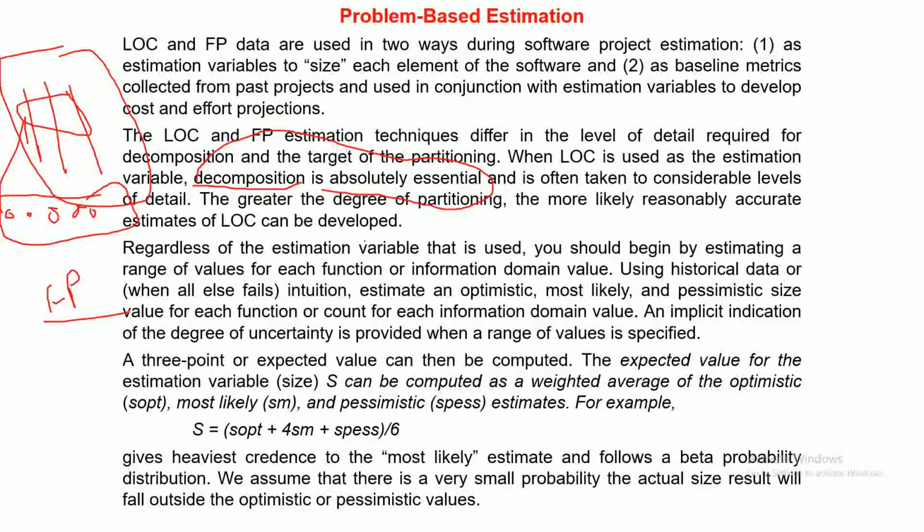Now, regardless of the estimation variable that is used, either LOC based or FP based, you should always begin by estimating a range of values for each function or information domain value. So a 3-point or expected value can then be computed. There is a formula which has been given. S is equal to S optimistic, OPT stands for optimistic, SM stands for the most likely or average scenario. Pessimistic means the worst case scenario, optimistic means the best case scenario.